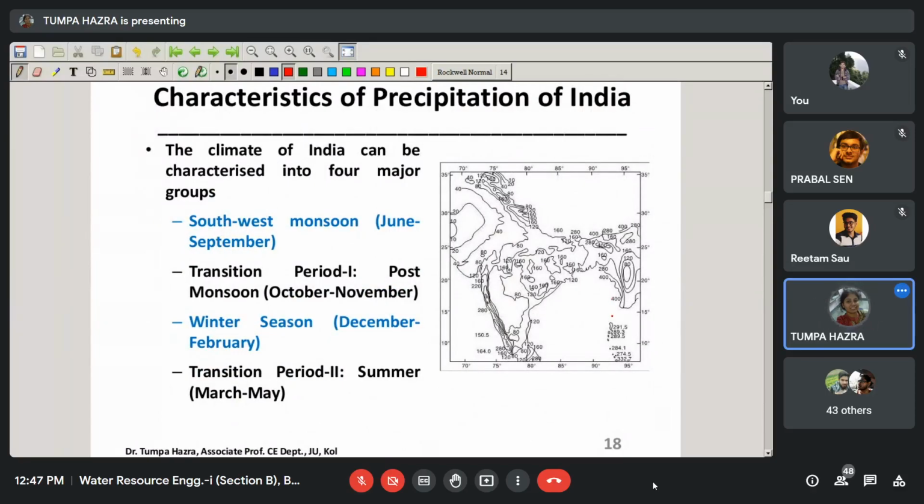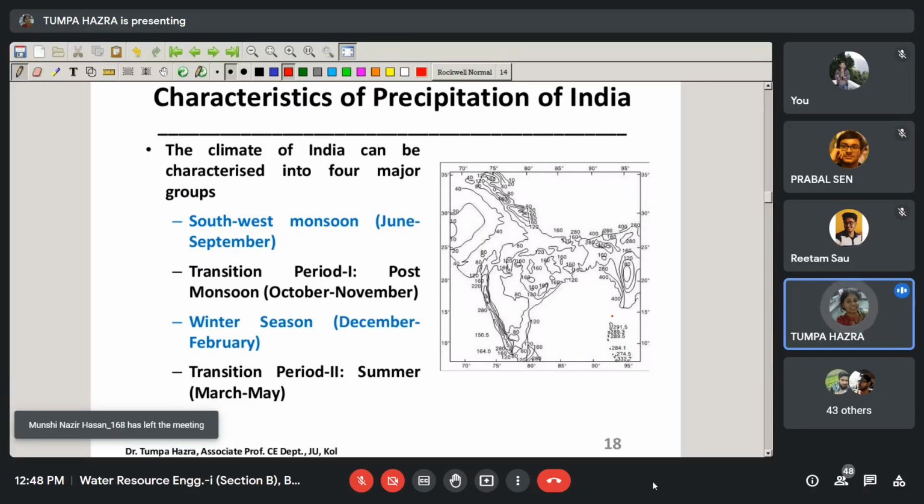Now let me discuss the characteristics of precipitation of India. I told you that precipitation varies temporally and spatially. Also I have told you that the maximum precipitation of India occurs in Cherrapunji as well as the Western Ghat Hills, and minimum precipitation occurs in the Thar Desert. Basically, the minimum is in Rajkot, Gujarat.